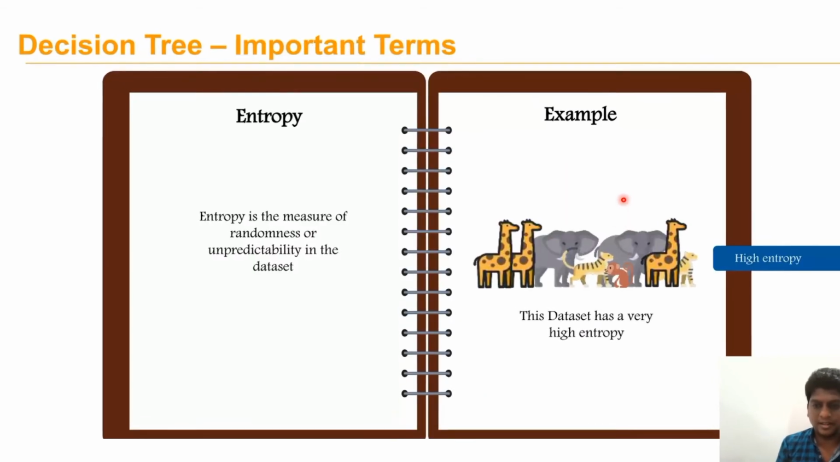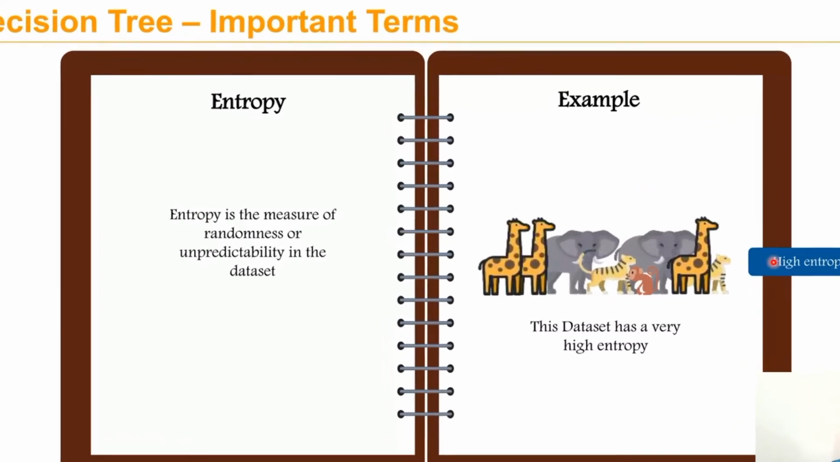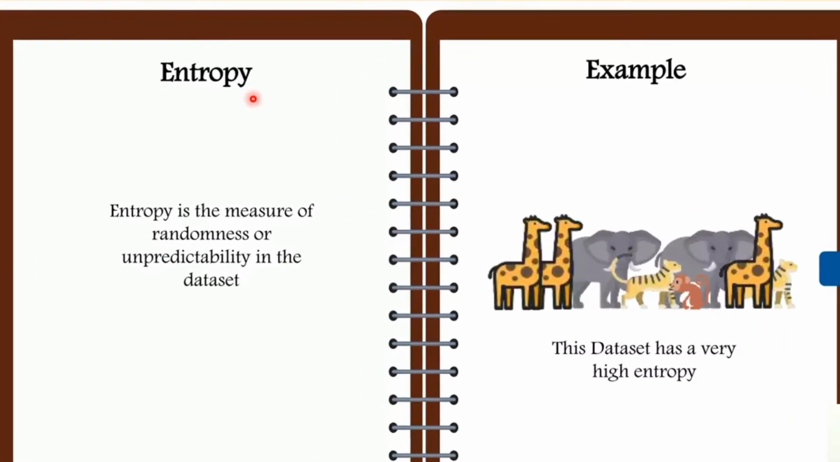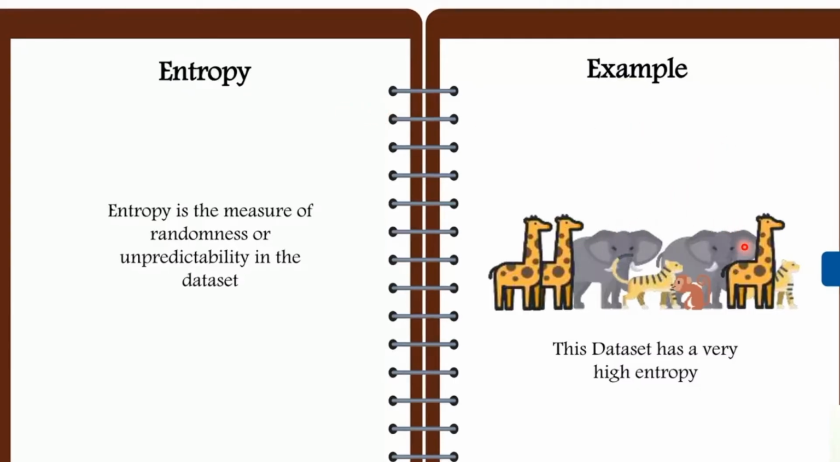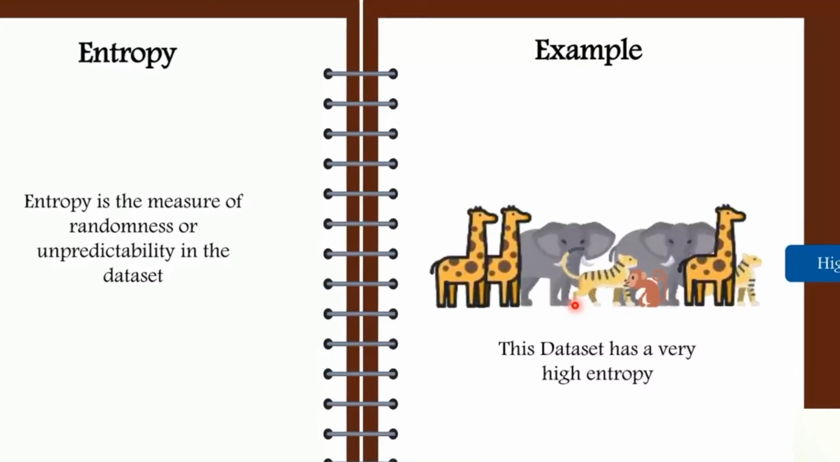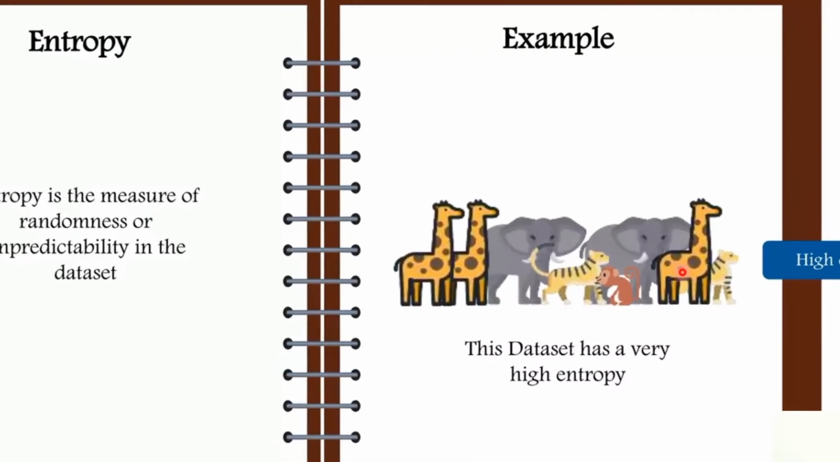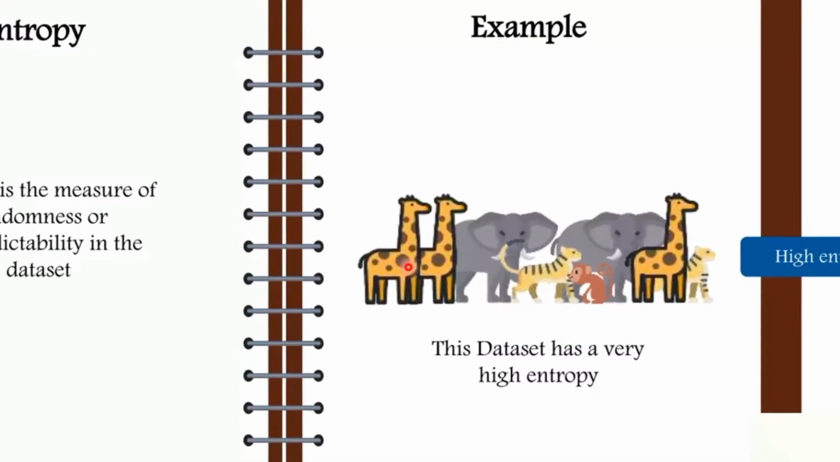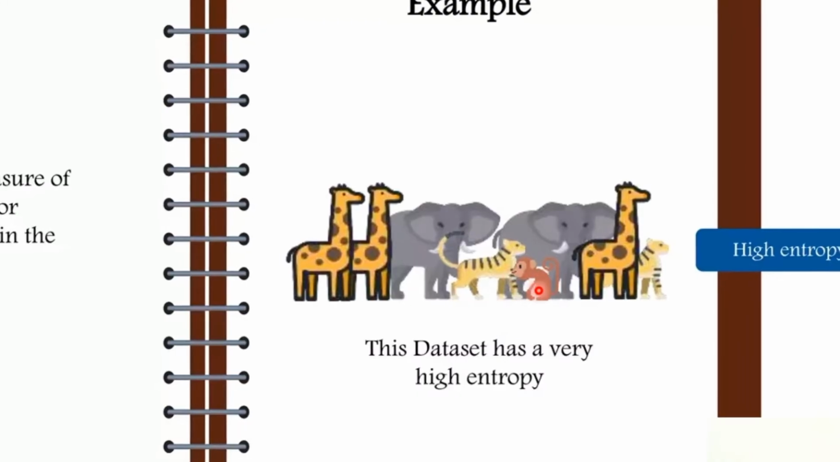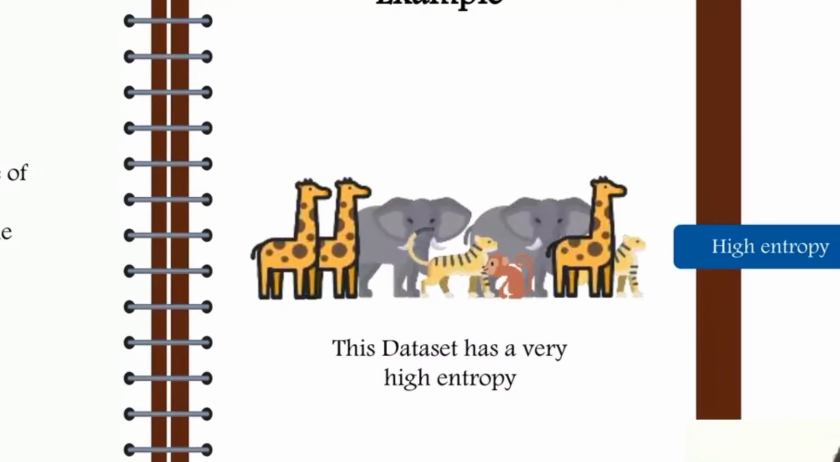The main important term in a decision tree, number one, is entropy. Entropy means measuring randomness or unpredictability in the given data set. Here in this data set, the entropy is high, which means that it contains many different animals. Here you can see a giraffe, elephant, tiger, and monkey.